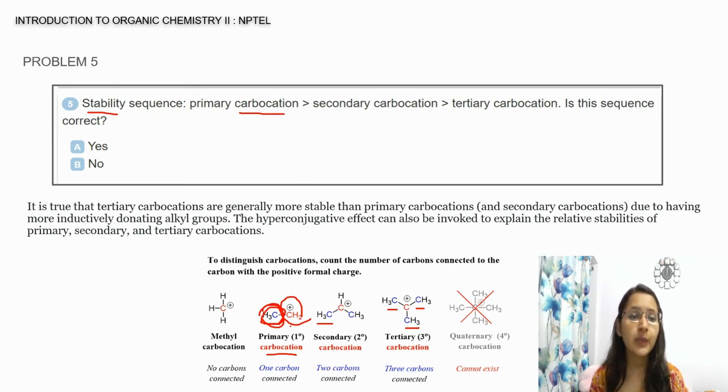Now we can look at problem 5. Here they have given the sequence just opposite to the right order. Here they have given that primary is more stable than secondary, which in turn is more stable than tertiary carbocation, which is very much wrong, right? We have studied that the tertiary carbocation is more stable than secondary, which in turn is more stable than primary carbocation. So this sequence is incorrect. So is this sequence correct? No. Right. I hope the solution is very much clear to you all.